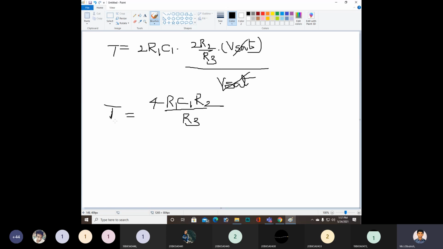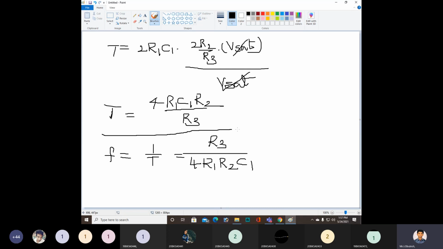You know frequency F is equal to 1 by T, right? That equals R3 by 4 R1 R2 C1. So this is the frequency of the triangular wave. This is the frequency of the triangular wave.